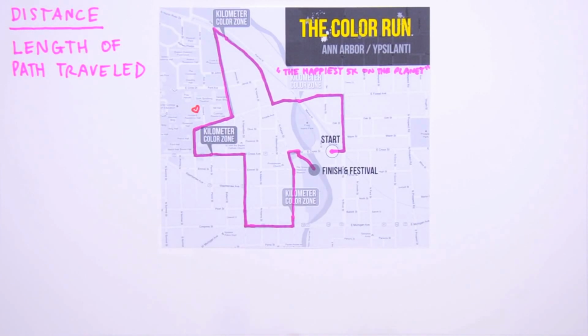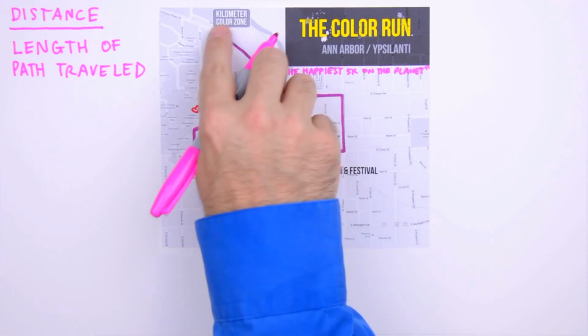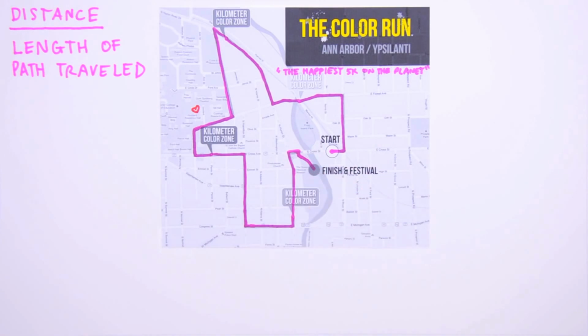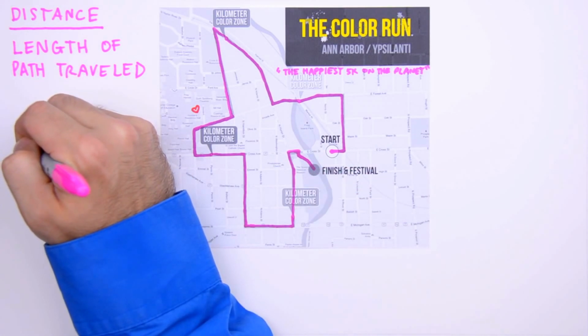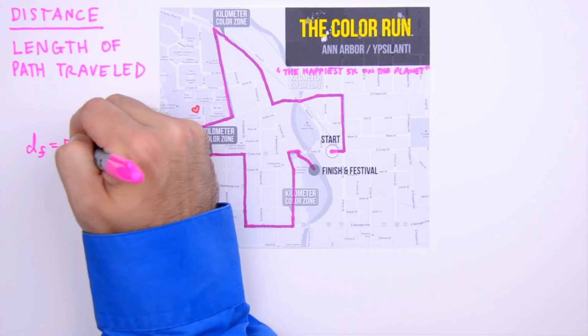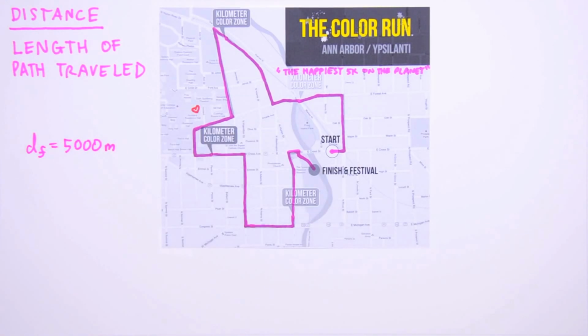Now, the Color Run is a 5K race, that is to say, the length of the path traveled by the race's participants, from starting line to finish line, is 5 kilometers. We'll write this in SI units. Final distance, d sub f, equals 5,000 meters.